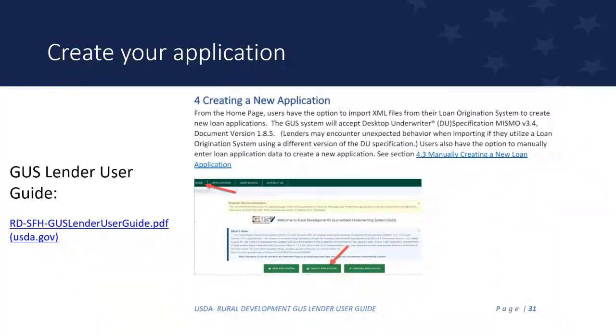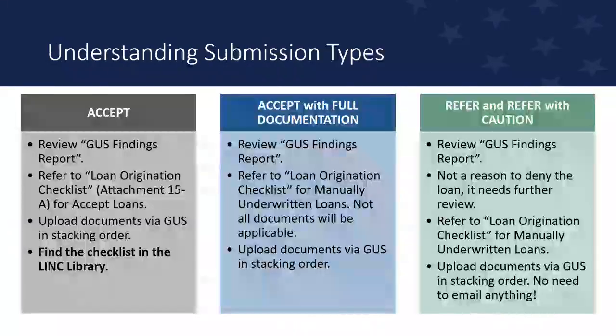You can either import your application into GUS from your loan origination system, or you can manually input the application into GUS. The GUS Lender User Guide gives step-by-step instructions to do both. And again, it can be found either under the GUS tab on the Link Training and Resource Library page or under the User Guides tab in GUS.